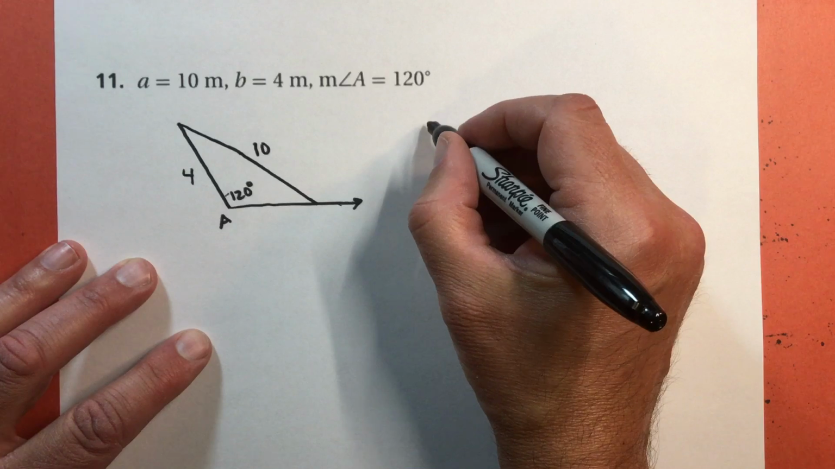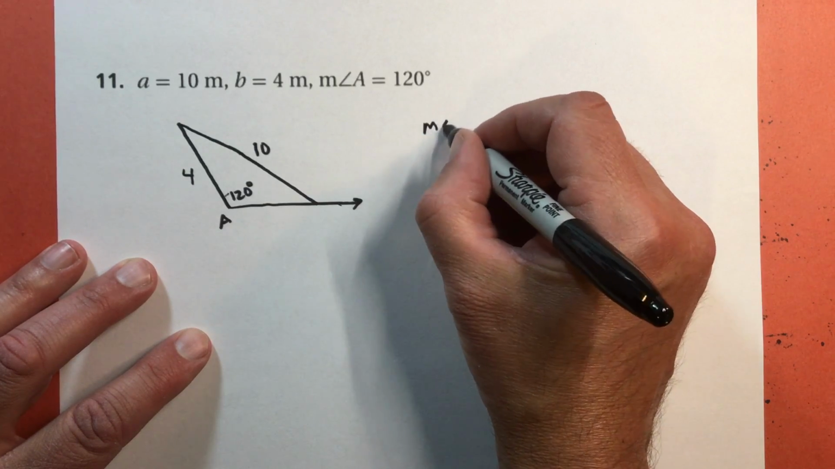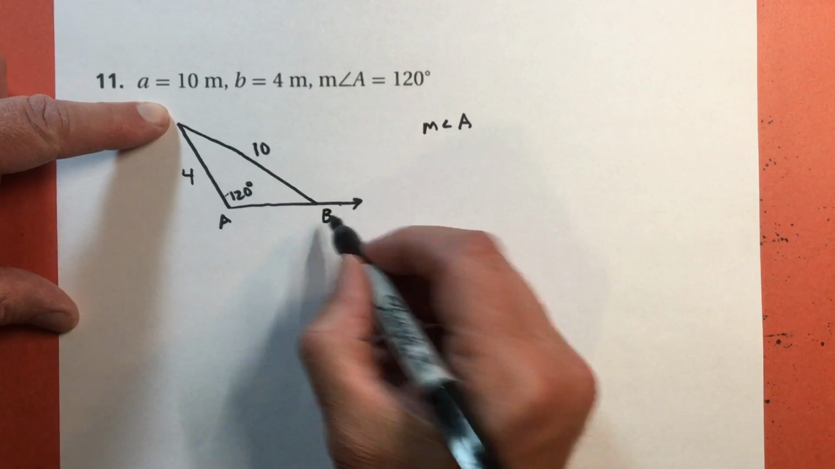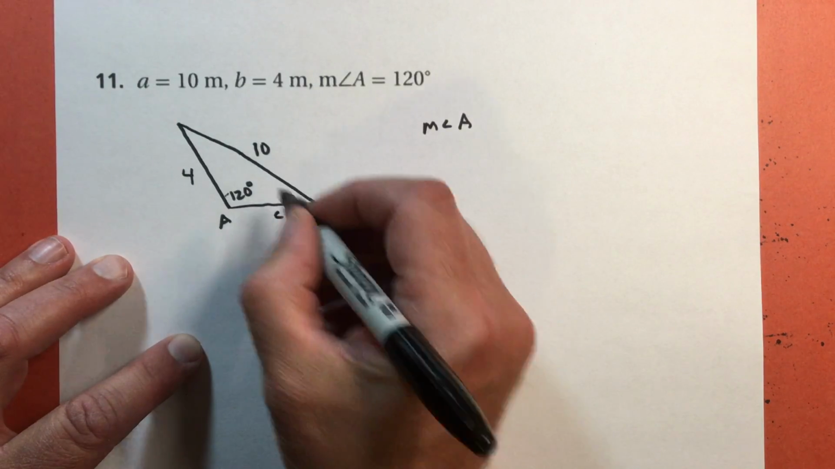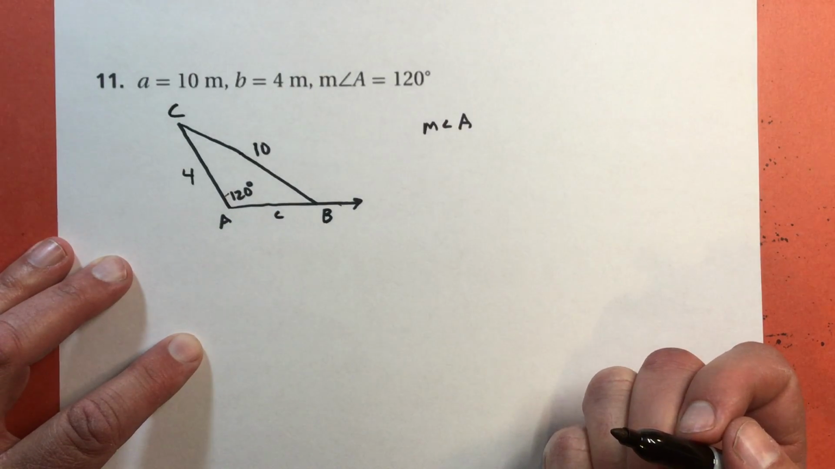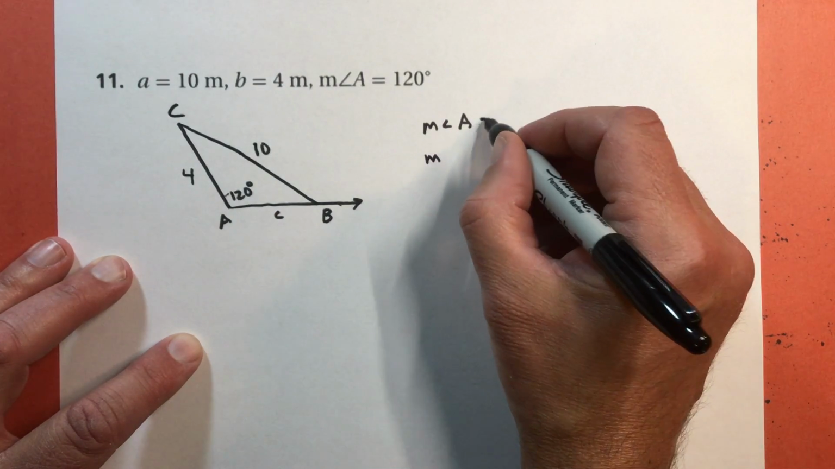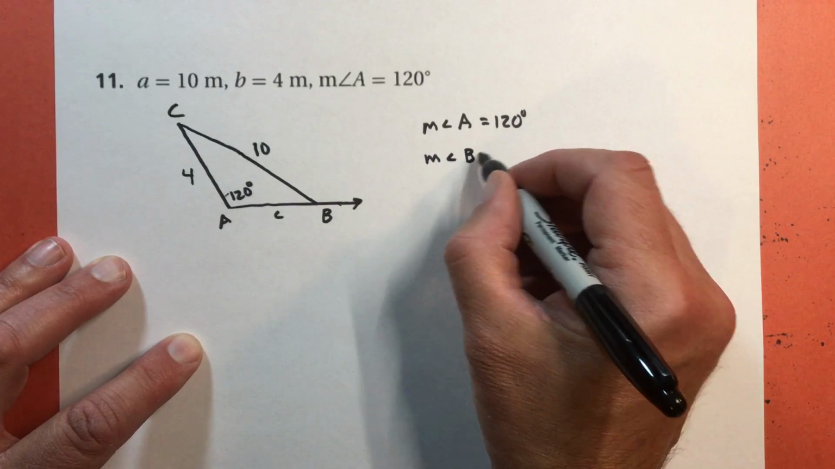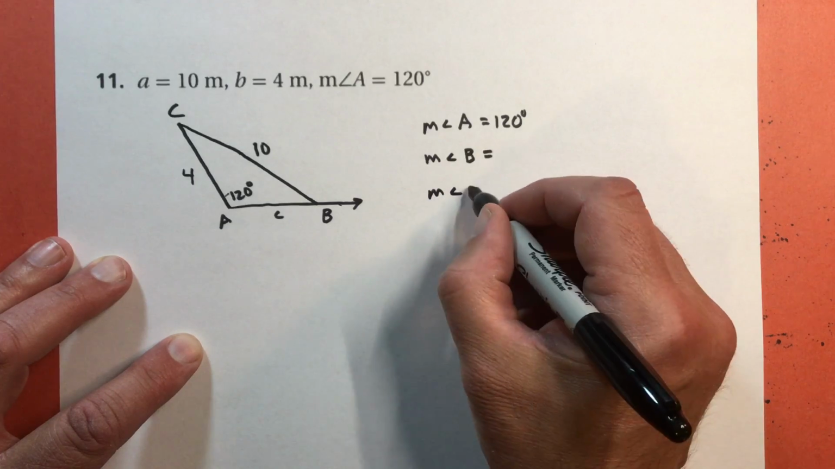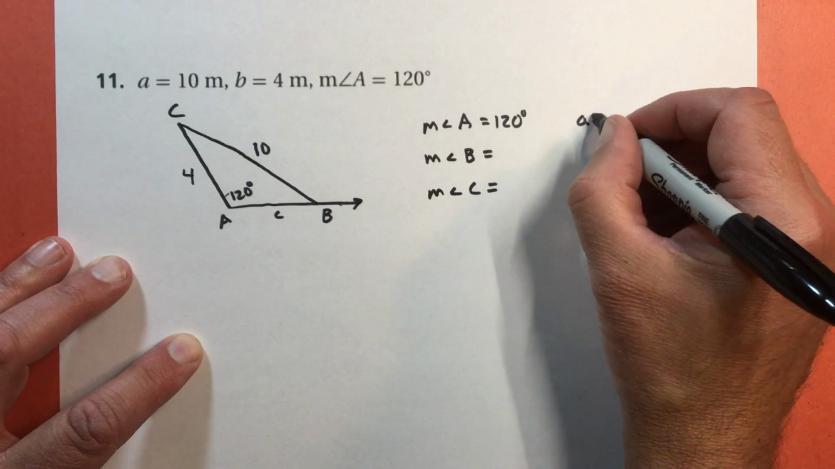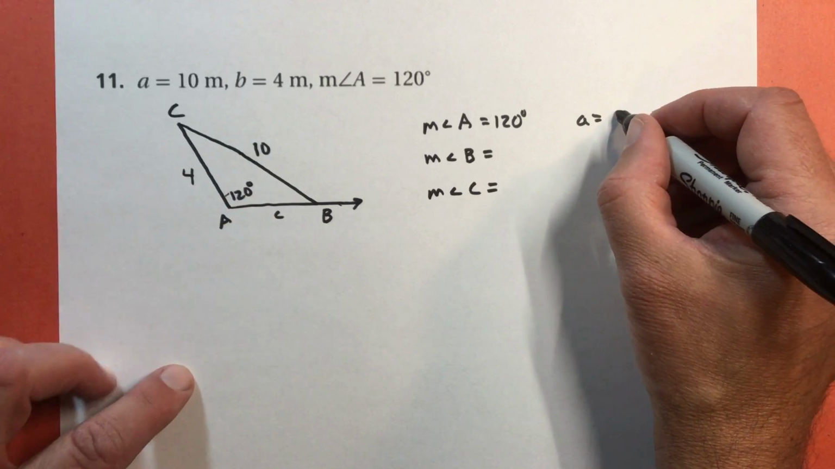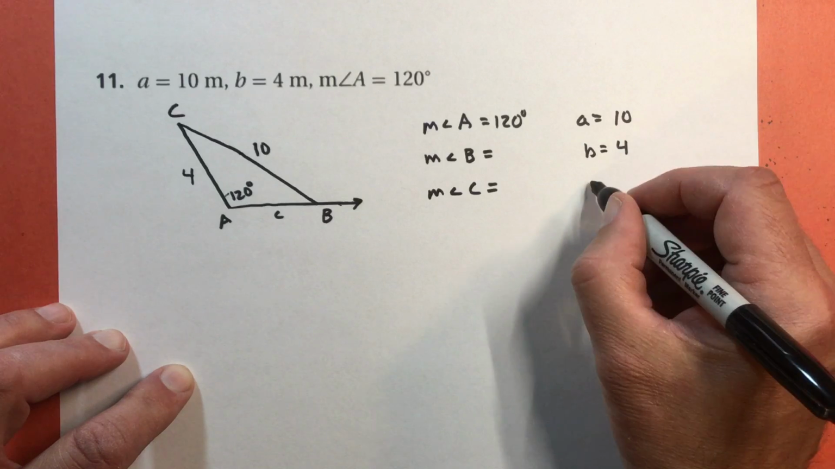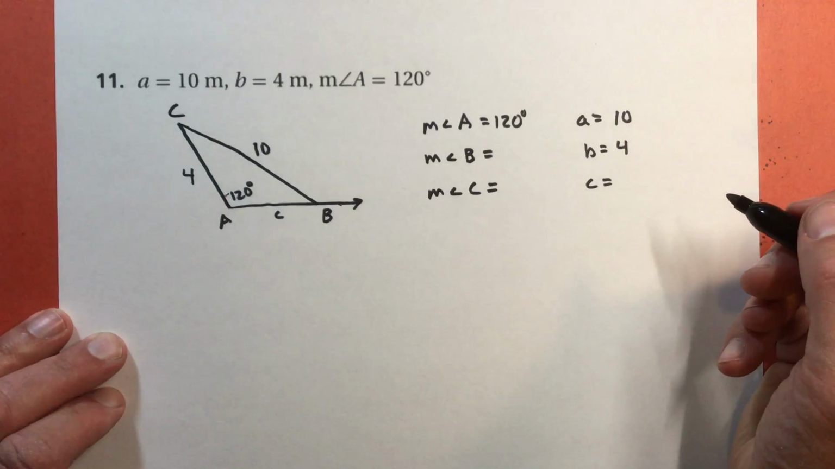So let's solve it. I have the measure of angle A, and since this is side B, this would be angle B, and of course that's going to leave the other two to be angle C and side C. So the measure of angle A is 120 degrees. The measure of angle B, I don't know yet. The measure of angle C, I don't know. Side A is 10, which I had up here. Side B is 4, and side C, I don't know yet.